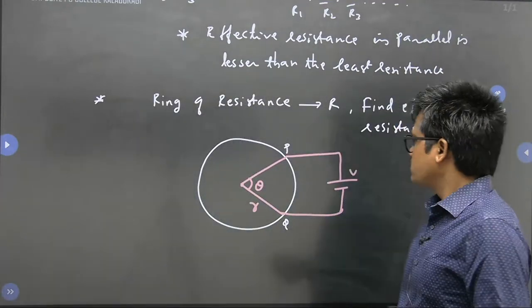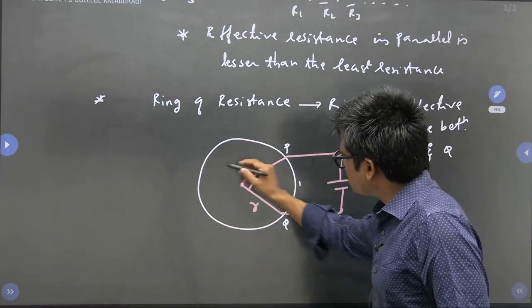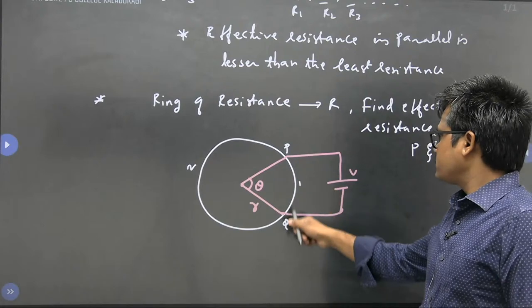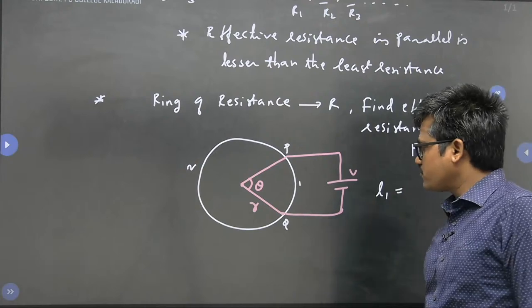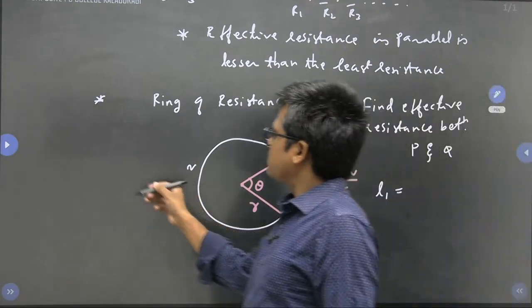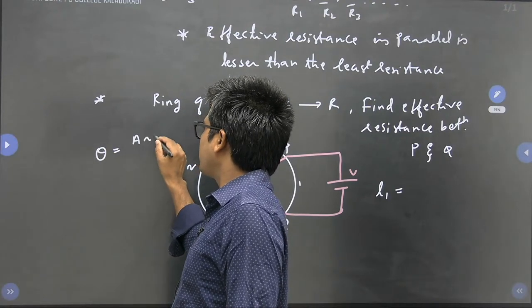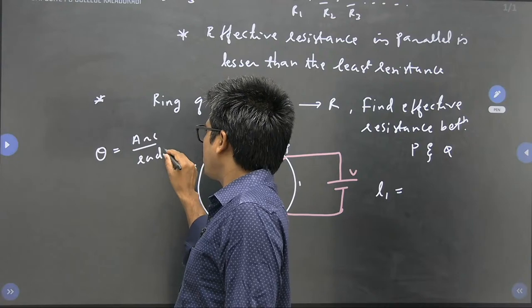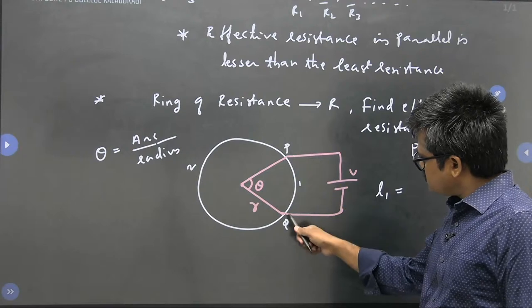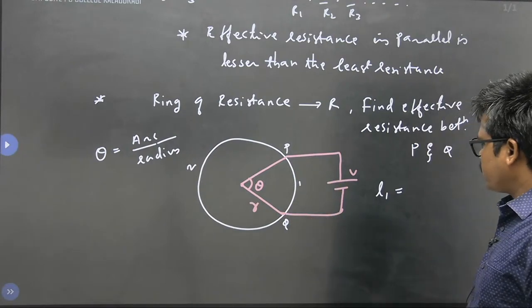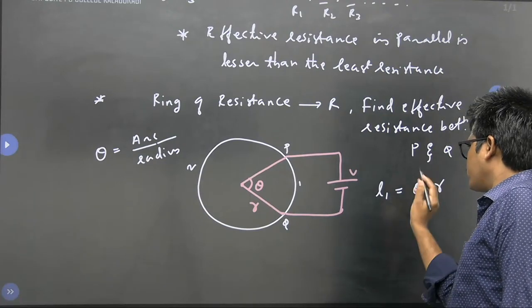Now, see here. Let me say this part is 1, and this part, let us say, is 2. What is the length of PQ, the length of 1? It is like an arc, no? What is your basic formula? Angle subtended is equal to arc divided by radius. Hope you already know about this. Here the arc is some length, the radius is r. So arc is equal to theta into radius. Okay, this is L1.